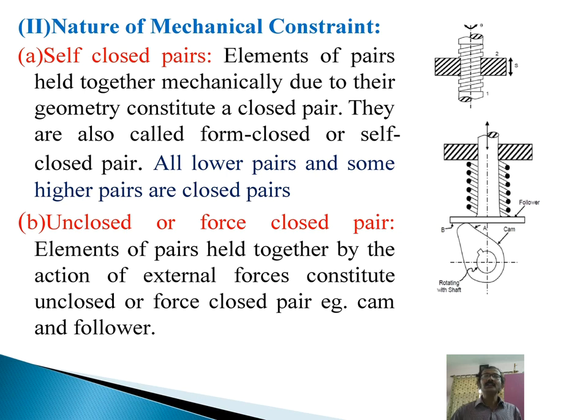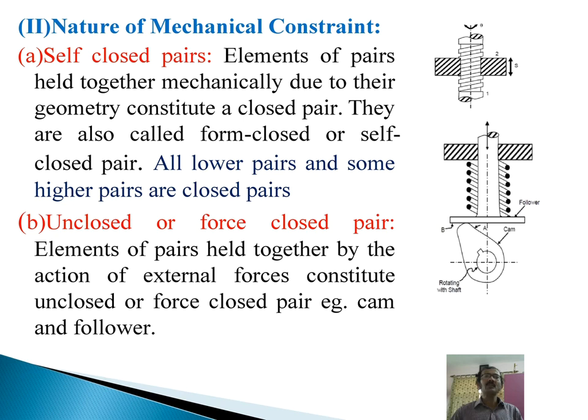Next is the nature of mechanical constraint. These are also subclassified into self-closed pair and unclosed or force closed pair. Self-closed pair: elements of pairs held together mechanically due to their geometry constitute a closed pair. They are also called form closed or self-closed pair. All lower pairs and some higher pairs are closed pairs, just like the screw pair, which is also a self-closed pair.